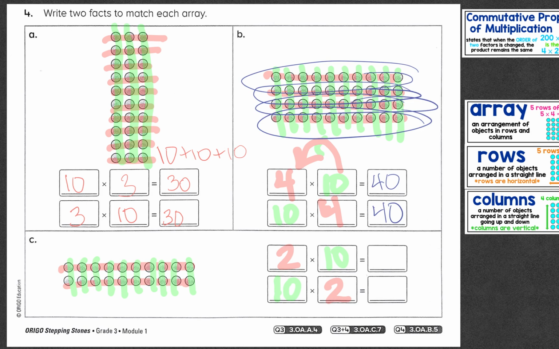So 2 times 10, that is saying that you're going to add 10 twice, basically 10, 20. So our product is 20. And then 10 times 2, our product remains the same because all we did was flip around the factors. We didn't change them. We didn't add anything new. They are the same exact factors, just in a different location. But they're still on the same side, opposite the equal sign. So that is a small example of arrays.